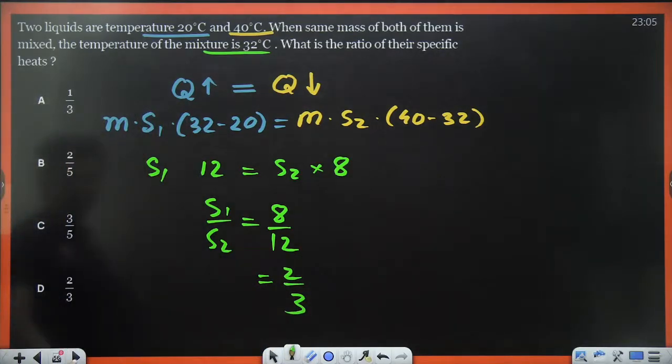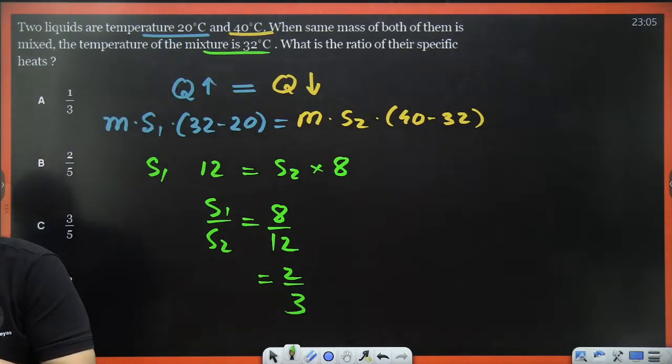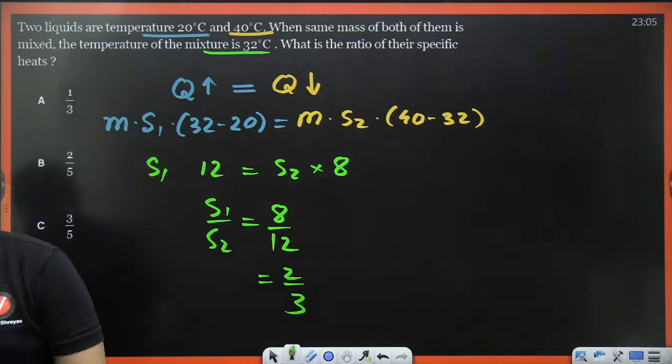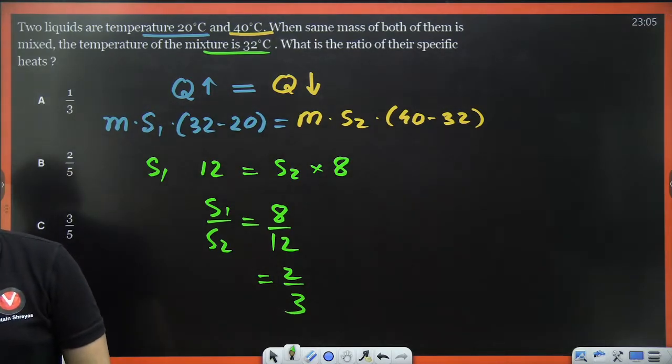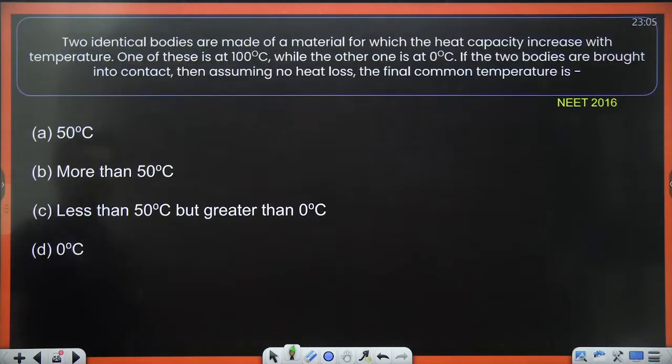So 2 by 3 is option D. Yes, that's the correct answer. Very good. Krishna, very nice. Awesomeness. Moving on to the next question coming up on your screen.